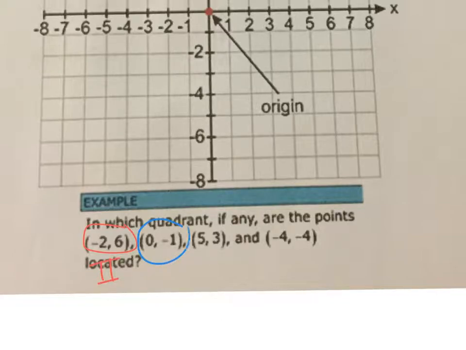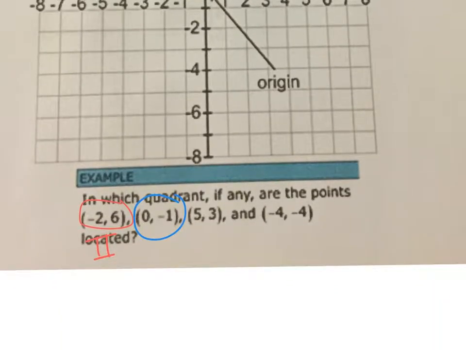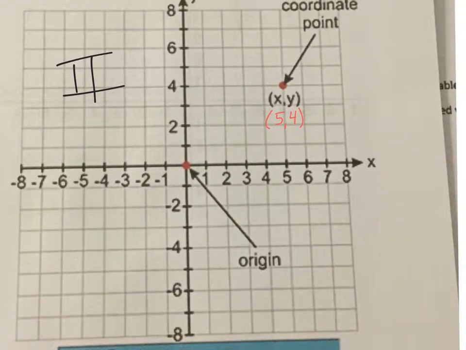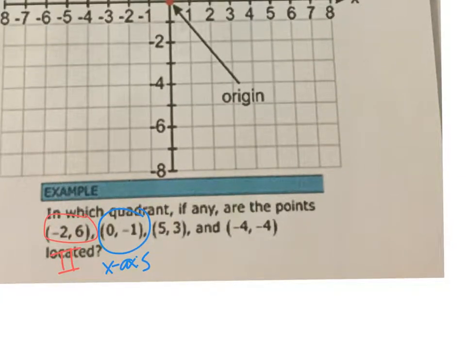What about 0, -1? Where would that put me? On the x-axis. Then that's not in a quadrant, is it? 0, -1 puts you right on the x-axis. So that's going to be your answer there. If it asks where that's at, it's on the x-axis. All right. What about 5, 3? You're going to go right 5, up 3. What quadrant is that? The first quadrant, yes. And then -4, -4. That puts you in the third quadrant.